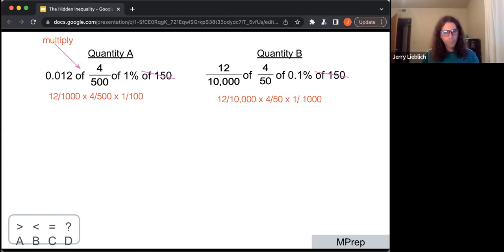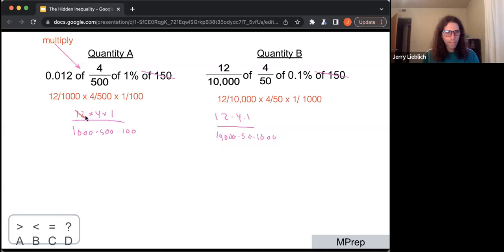Okay, now maybe I'm going to simplify things a little bit more and make them all one fraction. So 12 times 4 times 1 over 1,000 times 500 times 100 versus 12 times 4 times 1 over 10,000 times 50 times 1,000. So I've just rewritten it in a way that I can see some of these relationships better.